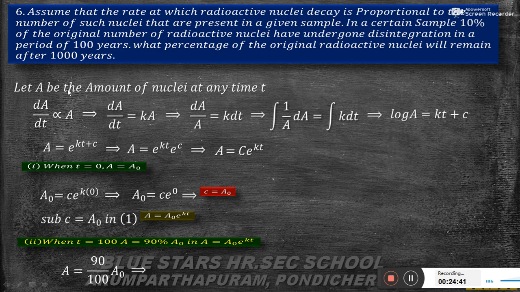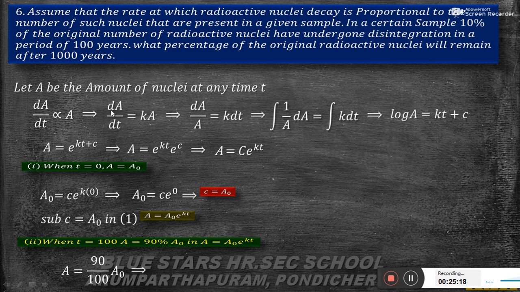So here, let A be the amount of nuclei at any time t. You read the first line: assume that the rate at which radioactive nuclei disintegrate is proportional to the number of radioactive nuclei present. So dA by dt is proportional to A, that means dA by dt equals KA.